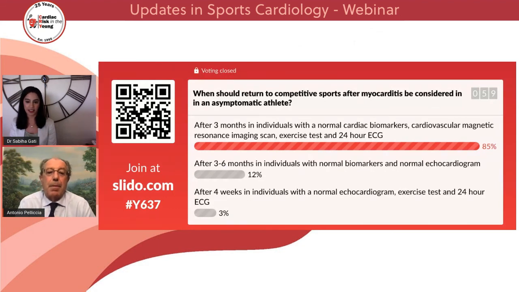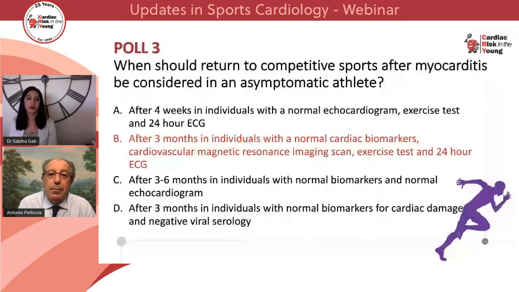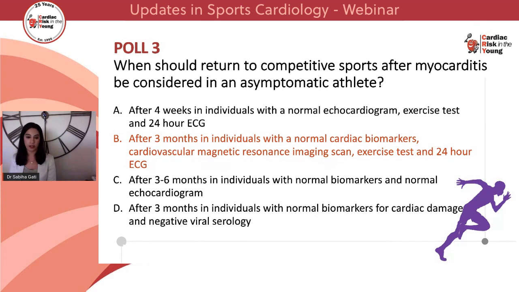That's really good to hear. So the answer is B, after 3 months in individuals with normal cardiac biomarkers, cardiac MR to ensure that there is no inflammation and the extent of late gadolinium has reduced. And we also want to exercise these individuals to make sure they do not exhibit any arrhythmias during peak exercise. And this is, as you say, part of the sports cardiology guidelines.